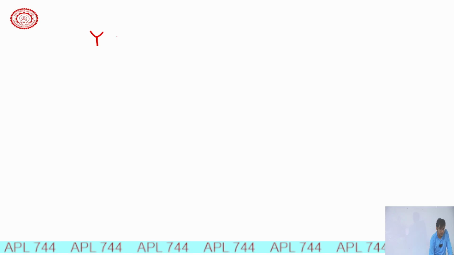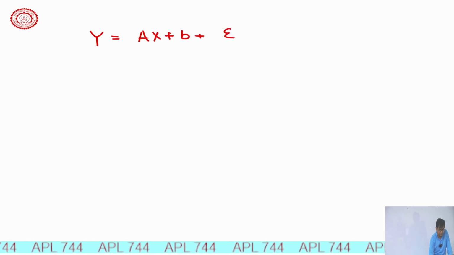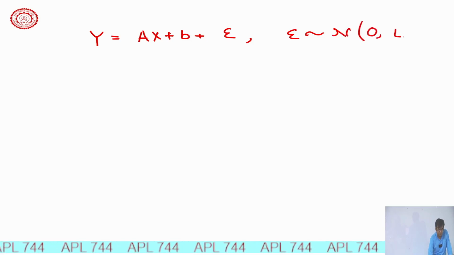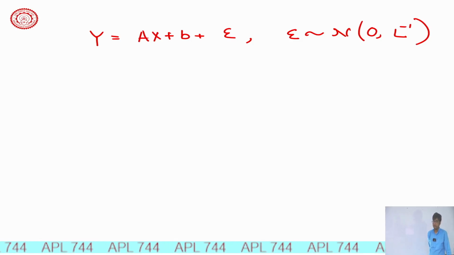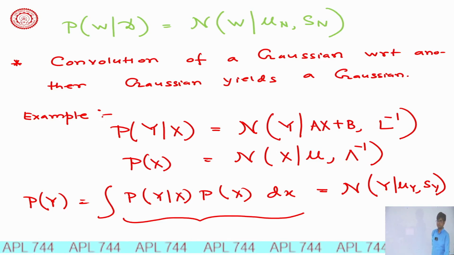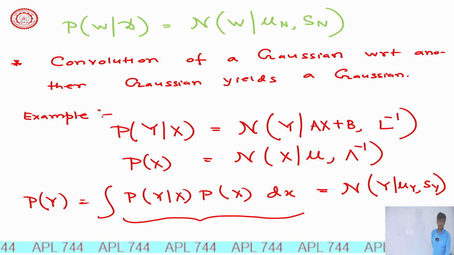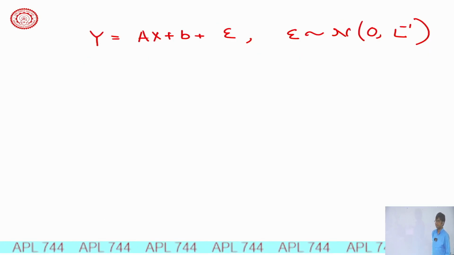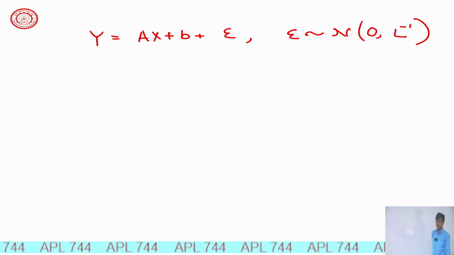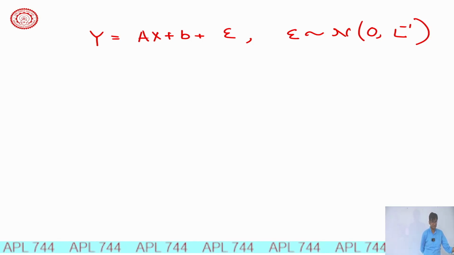Y is equal to A x plus b plus epsilon, where epsilon comes from a Gaussian with 0 comma L inverse. Are these two expressions same? Y given x that you see and this expression, are they same? If you think they are not same, just think what will be the probability of y given x. A and B are fixed obviously. That will be a Gaussian, because of the same logic we had the likelihood to be Gaussian, right.